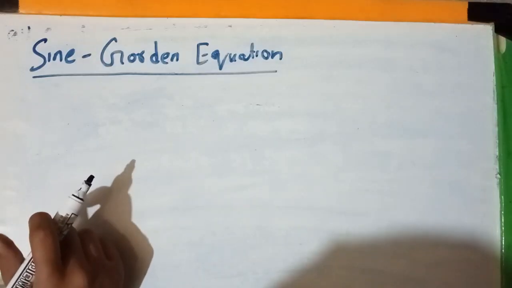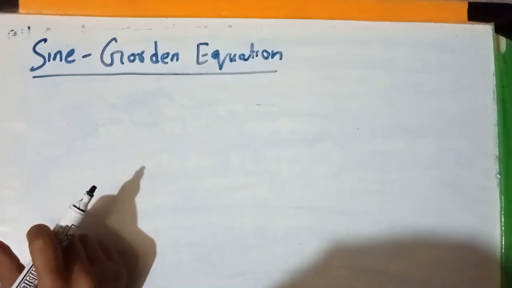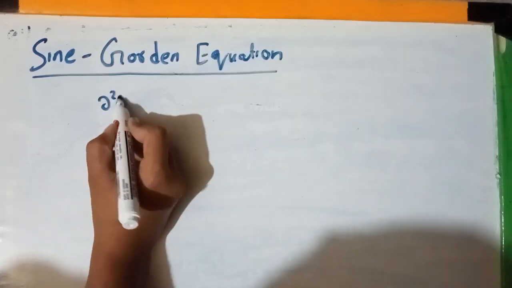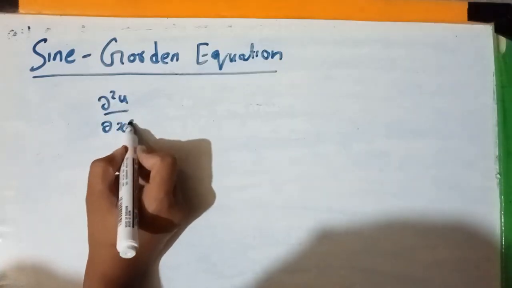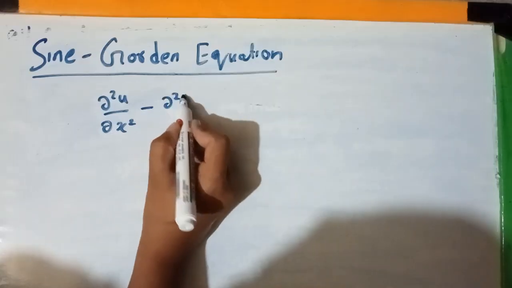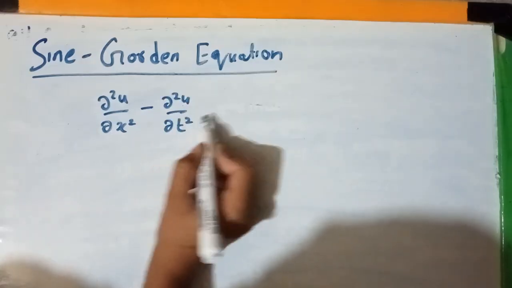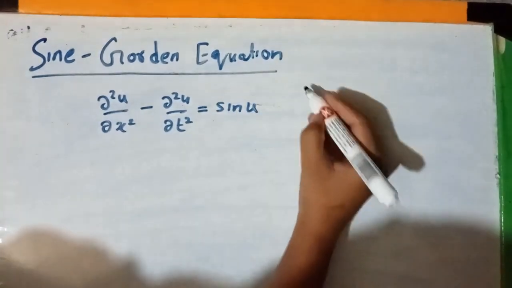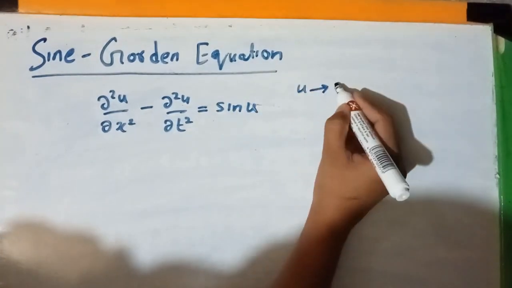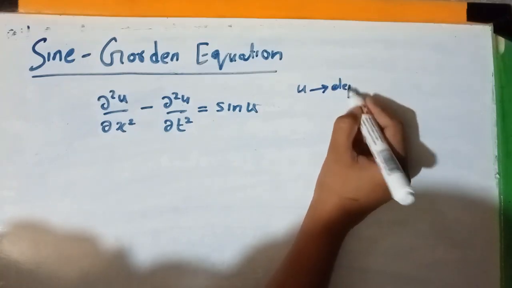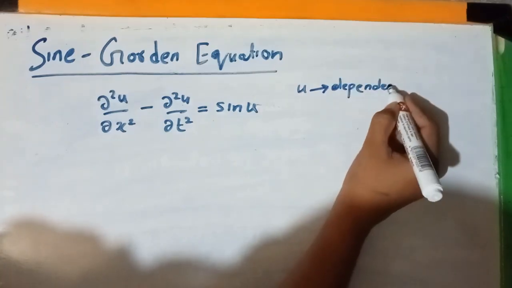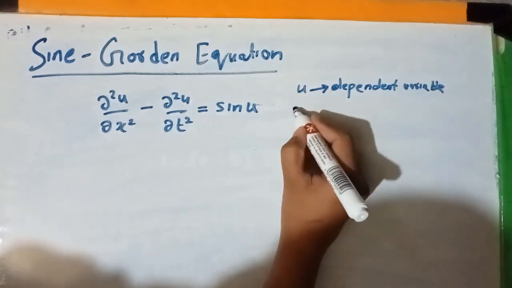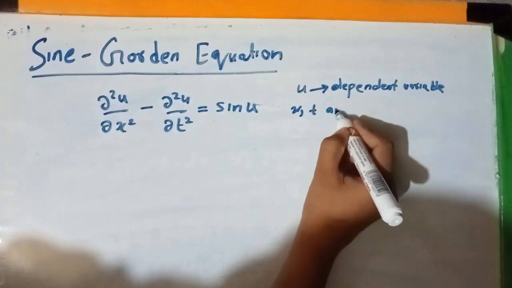Welcome to this channel. In this video, we will derive the solution of the sine-Gordon equation. The sine-Gordon equation is ∂²u/∂x² − ∂²u/∂t² = sin u, where u is the dependent variable and x and t are independent variables.